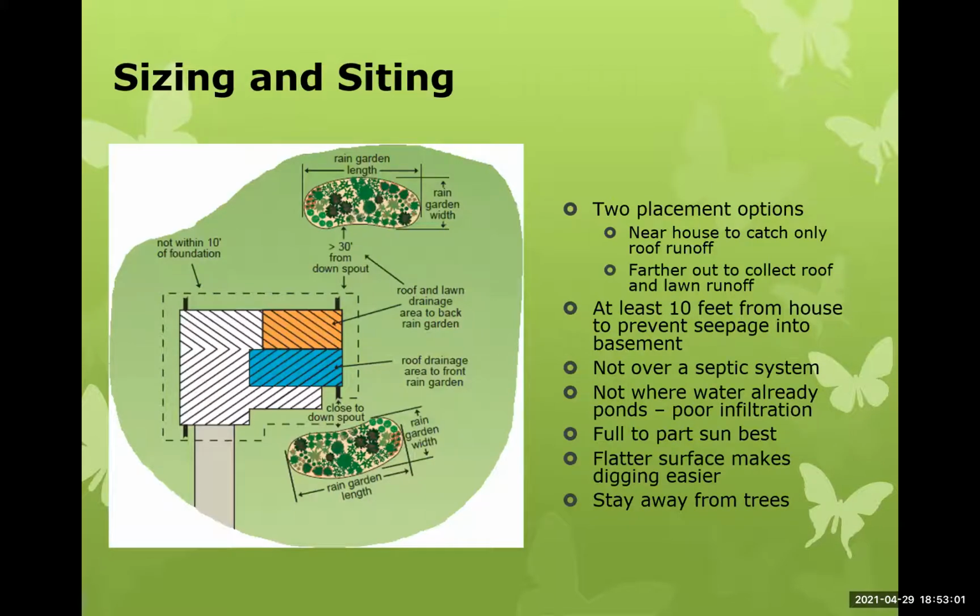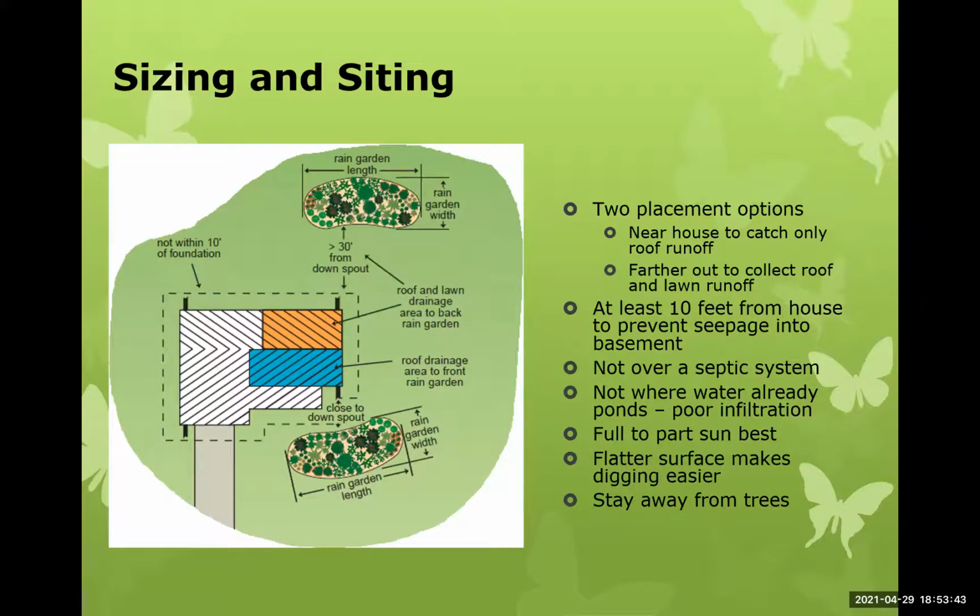So, I write here there are 2 placement options, but there are really an infinite number of placement options. But at the extremes is close to the house and to a downspout. Again, not closer than 10 feet from the house. Or if you have the right kind of slope, it could be far away from the house. And you just need to figure out how you're going to get the water off the roof to the rain garden. Sometimes that's easy because the ground naturally slopes there, and sometimes the ground slopes off to the side and you have to do some piping.